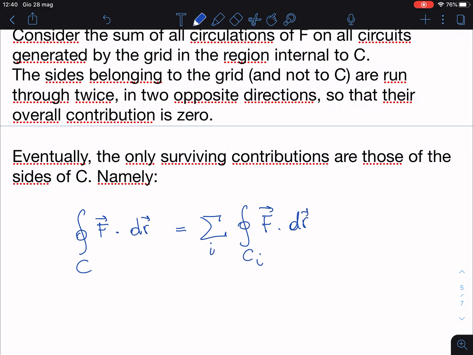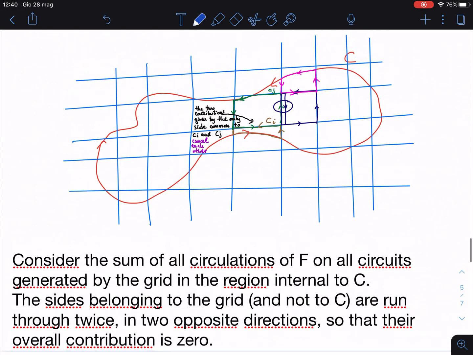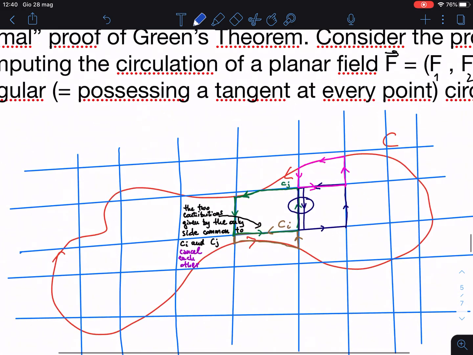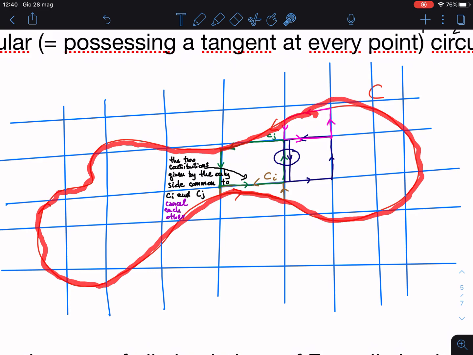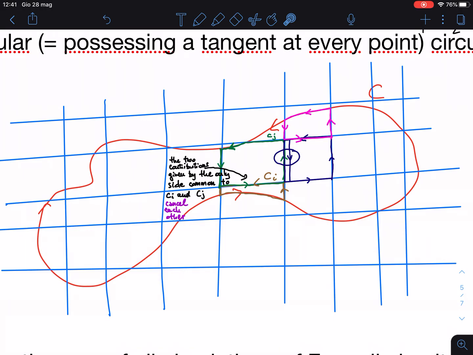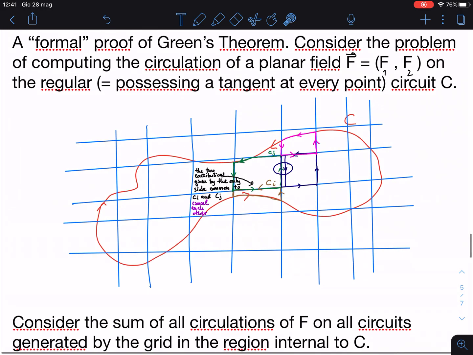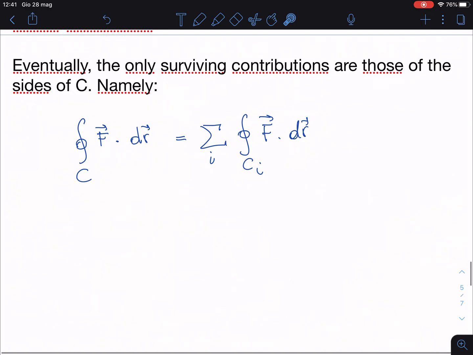This is an exact formula. You put whatever grid, and by this effect of pairwise cancellation of contributions, the only surviving contributions are those on the curve. They are the only ones that are run through only once and not twice. For the sides on the grid, you always have that they are run through twice in opposite directions. So the only surviving sides are, so to say, the curved ones.